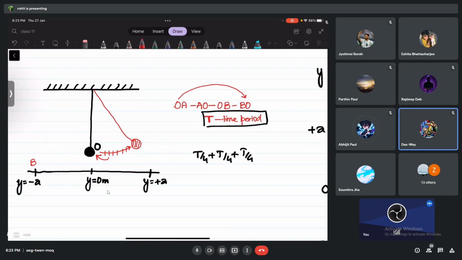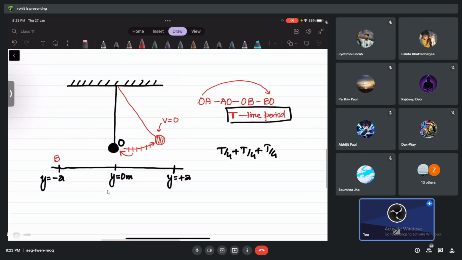Different velocities. Just tell me here, what do you expect the velocity to be equal to? Zero. Very good. Here, what do you expect at this point, the velocity to be equal to how much? Maximum. Yes, maximum. That means at different times we have different velocity. Here also, what do you expect the velocity to be equal to? Zero.